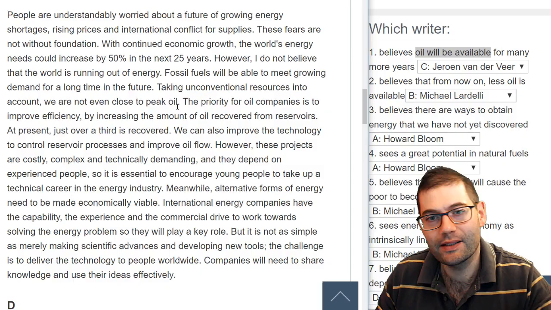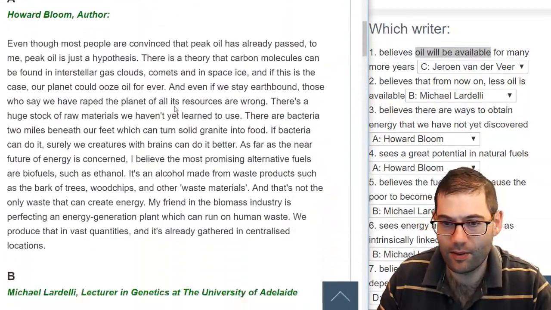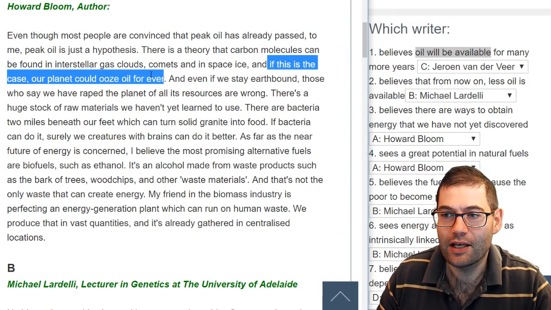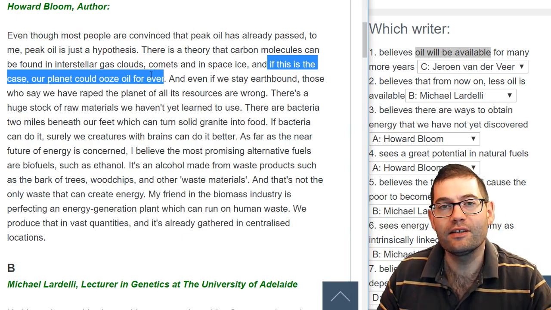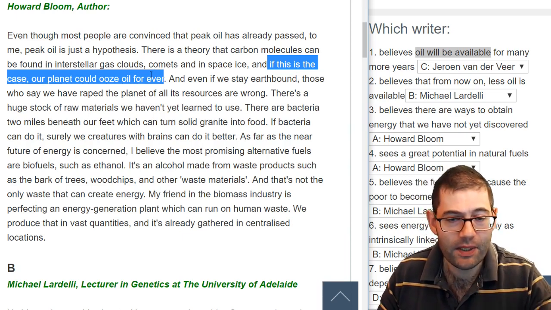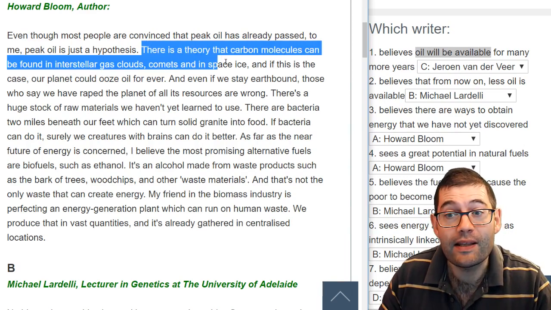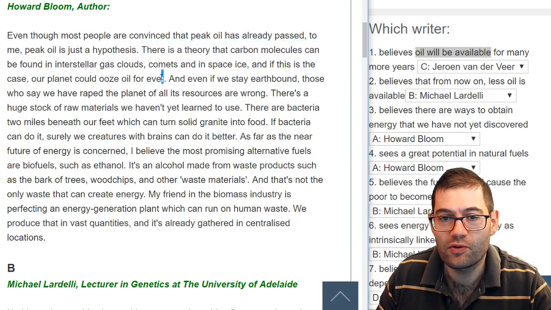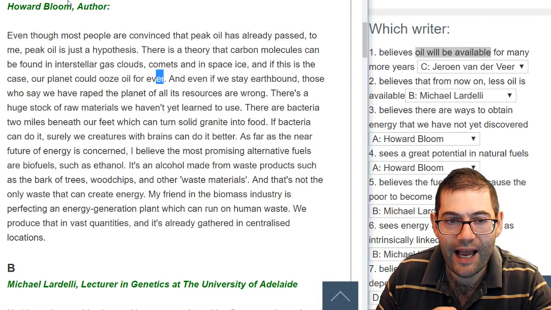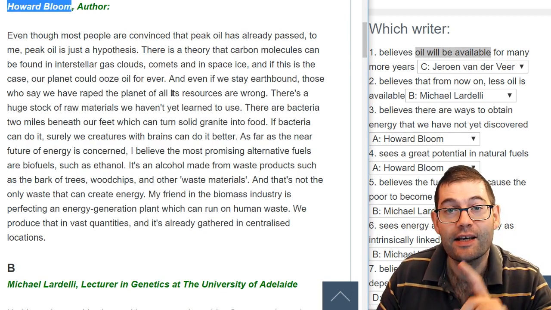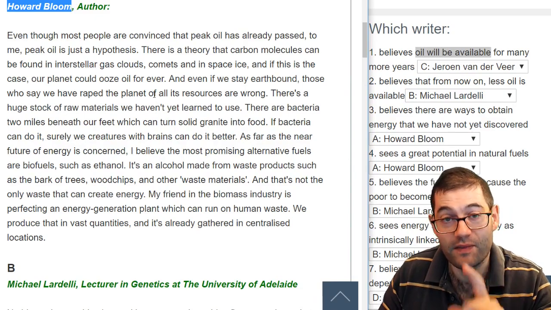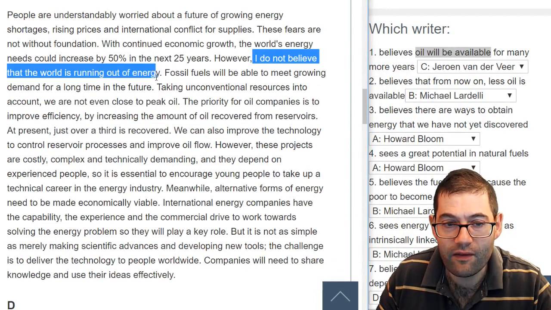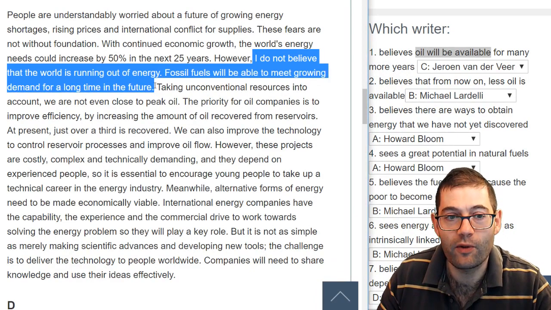Now, this was a tricky start, because if we zoom up to A, it says here, "if this is the case, our planet could ooze oil forever." So you might think, why is the answer C and not A? Well, it's because in A it says there is a theory that says something, and if this is the case, our planet could ooze oil forever. So this writer, Howard Bloom, doesn't say this. He's referring to something else which says this, whereas in C it very clearly says, "I do not believe the world is running out of energy. Fossil fuels will be able to meet growing demand for a long time in the future."